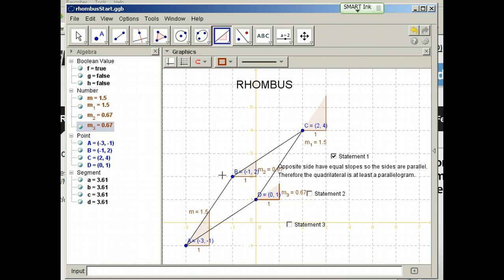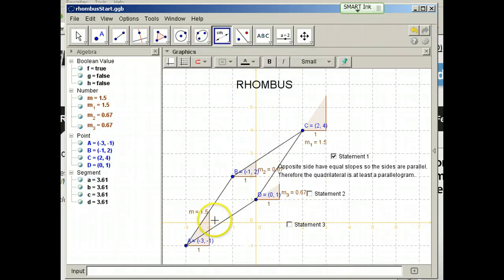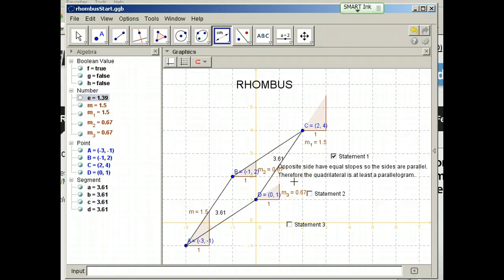But we'd like to see if this parallelogram is even more special, and we would like to envision that perhaps all of these sides are the same length, and perhaps it is a rhombus. In order to prove this, we need to know the distance of each segment. So if I go to the distance tool, and if I measure this, I find the distance is 3.61. The opposite side, the distance is also 3.61. We actually already knew that.